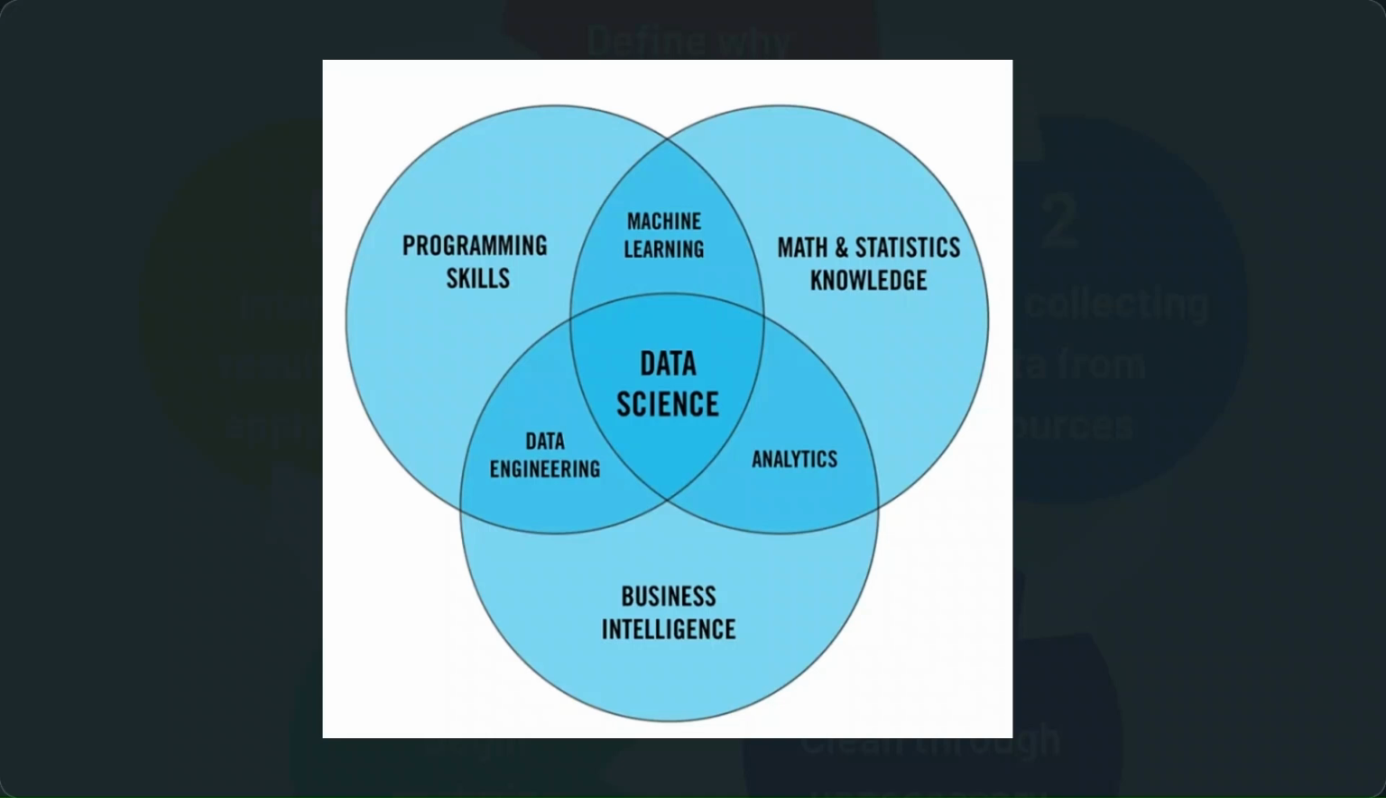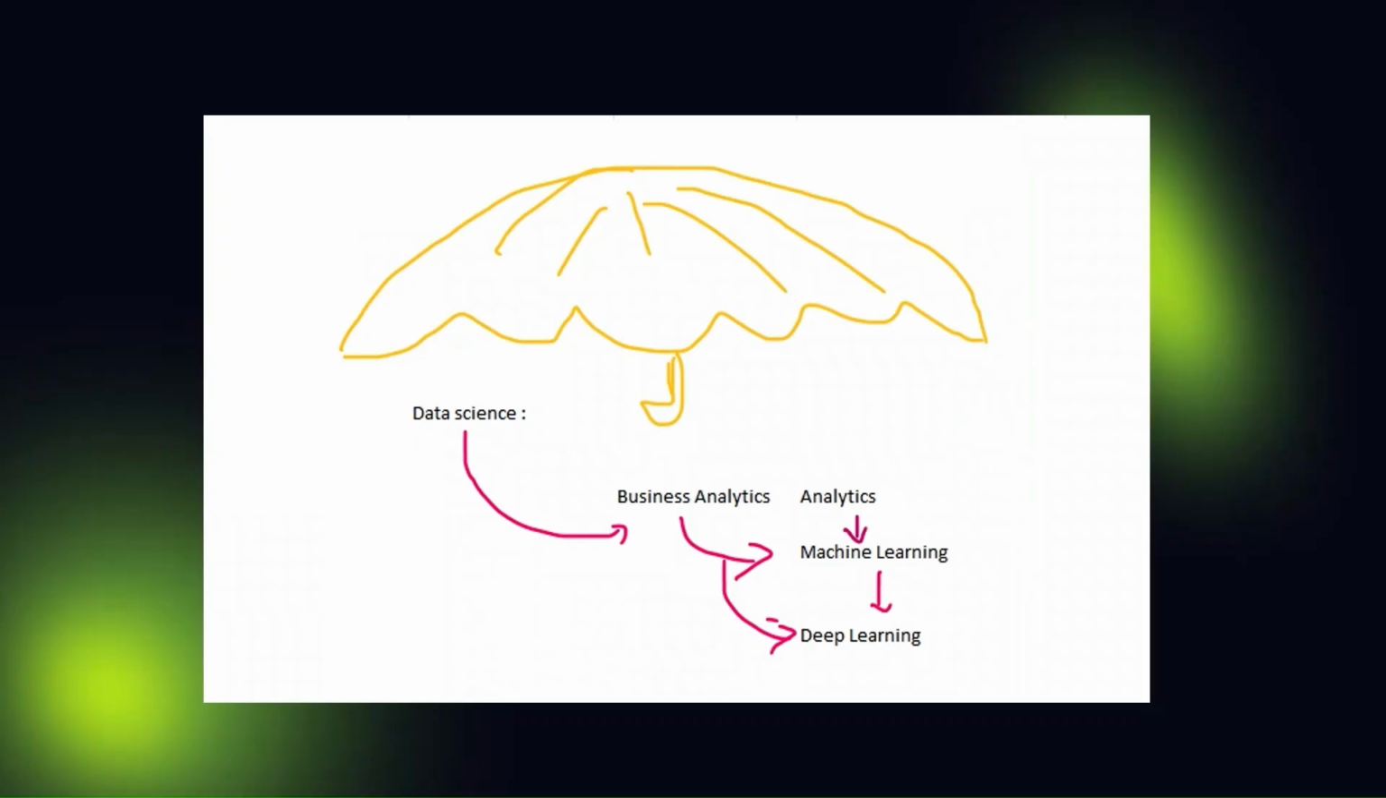If you could see this image, data science embraces all the other elements. It is an inclusive definition. Data science includes programming skills, machine learning, maths and statistical knowledge, data engineering, analytics, business intelligence. Not completely, but part of everything can be used depending on the requirement.